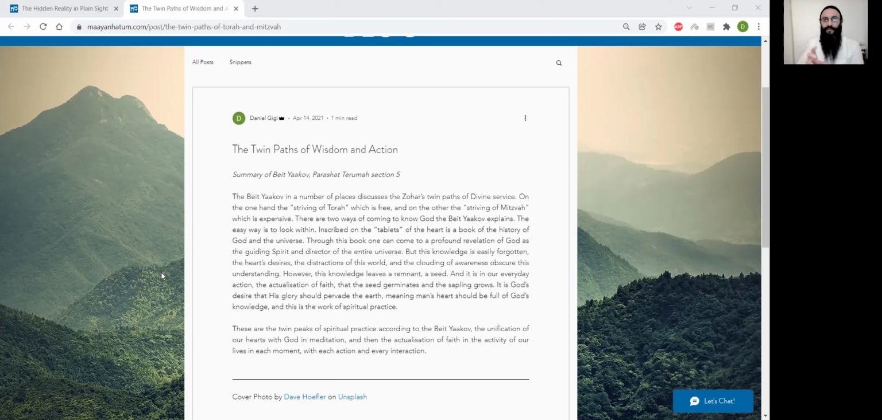So that's what the Beit Yaakov explains there. But because it's easy, because this knowledge comes easily, it is easily forgotten. The heart's desires, the distraction of this world, and the clouding of awareness obscure the understanding. These are key elements I've picked out, which we're going to see in the actual translation itself, and maybe we'll look at the Hebrew as well.